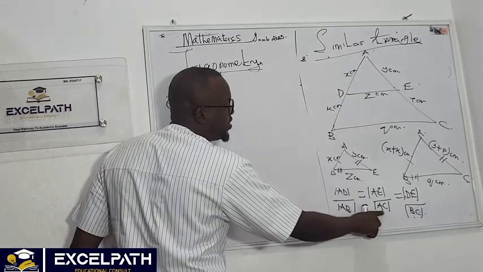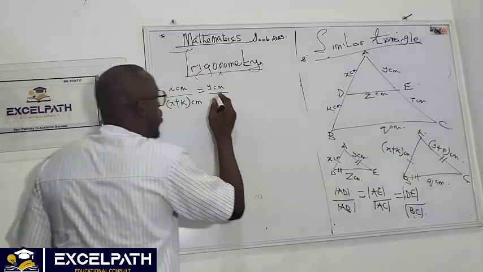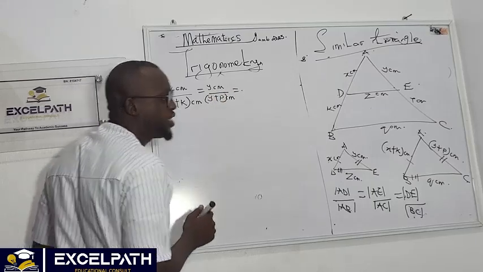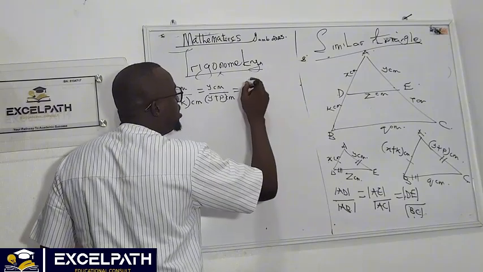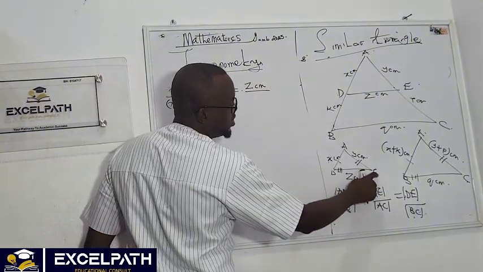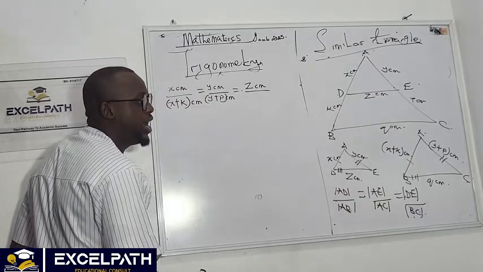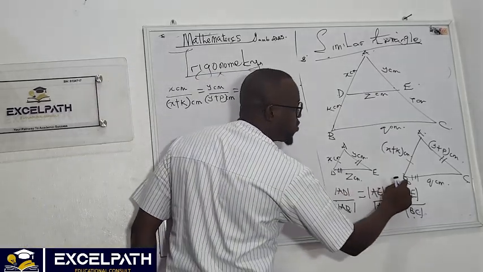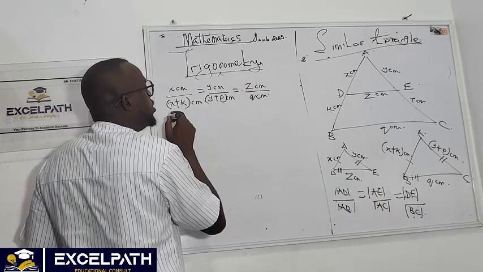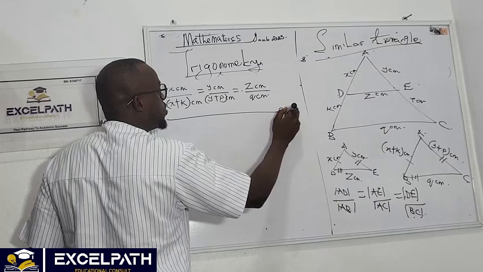What's line AC? Line AC is y plus p centimeters. What is line DE? Line DE is z centimeters, from here to this side. What is line BC? Line BC is from here to this side, which is q centimeters. This is what we call similar.